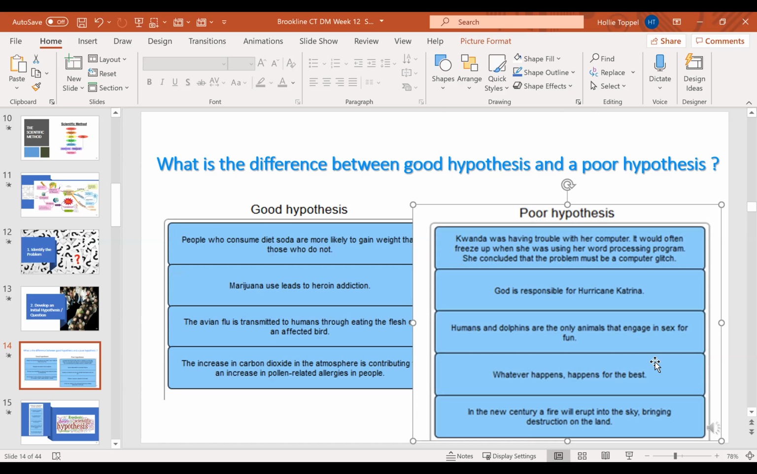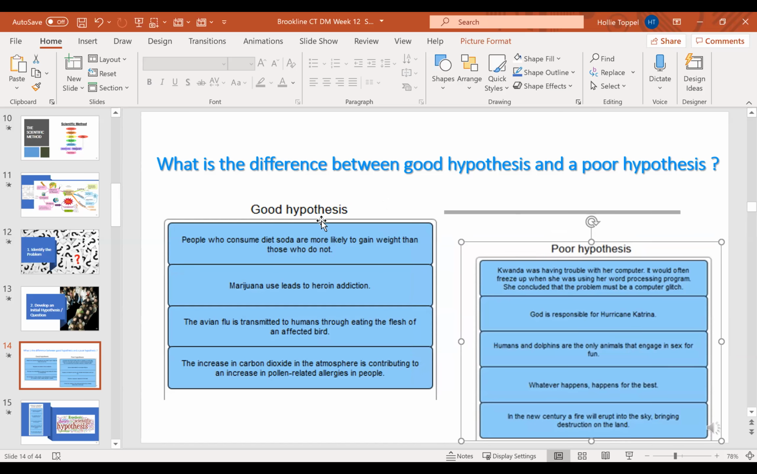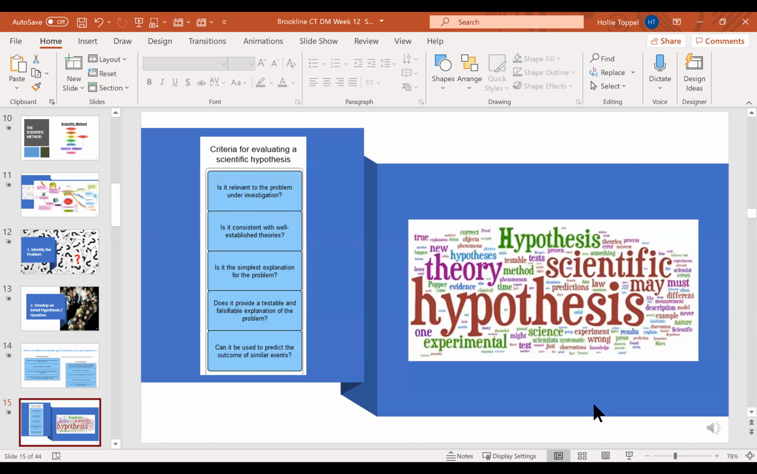How do we know dolphins are enjoying it? Okay, whatever happens, happens for the best. I say that all the time. I don't think we can prove that. What is the best is unprovable. In the new century, which we are already in, a fire will erupt in the sky, bringing destruction. Well, that definitely can't be proven. We know those. Okay, let's go on to the next one.